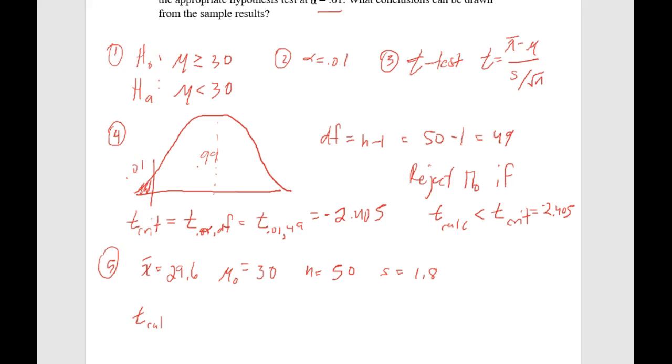So now we're going to calculate t-calc or t-data. I know I use them interchangeably. T-crit is the only one that stays. T-crit is always t-crit. Okay, but t-calc and t-data is used interchangeably.